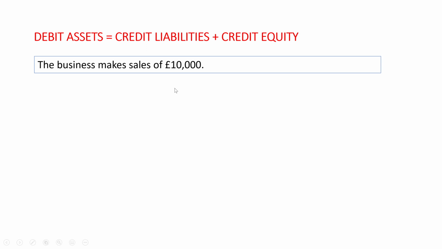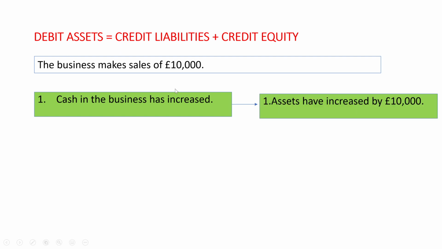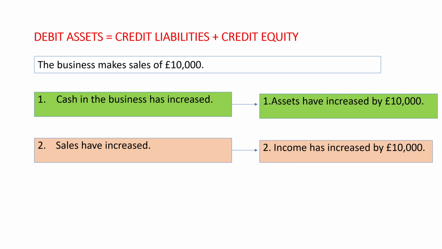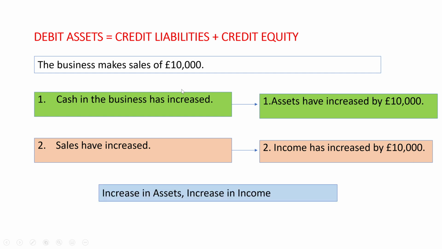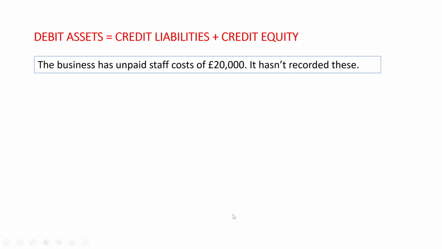Okay, let's do another example. So the business this time makes sales of £10,000. Cash in the business has increased. Okay, we're assuming, so assets have increased by £10,000. Sales have increased by £10,000. So we say income has increased by £10,000. Okay, so what's the entry? Well, we're increasing assets and increasing income. So we're debiting assets and crediting income. So debit cash 10,000, credit income 10,000. So the debits and the credits are the same.